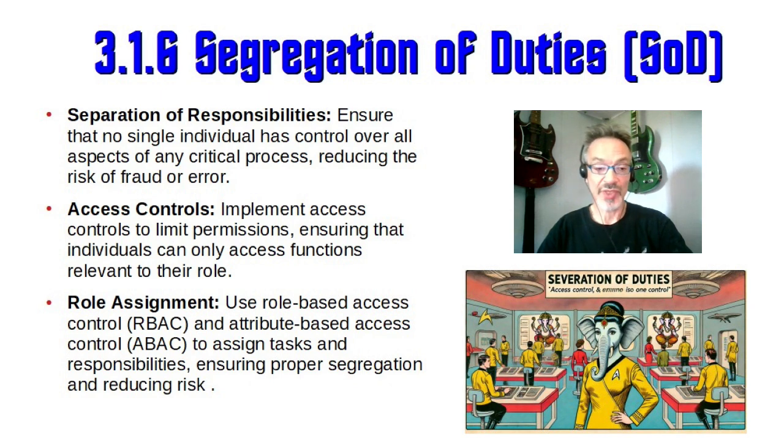2. Access controls. Implementing SOD requires robust access control mechanisms. We need to limit permissions so that individuals can only access functions relevant to their specific role. This ties back to the principles of least privilege that we discussed earlier. 3. Role assignment. To effectively implement SOD, we use techniques like RBAC and now ABAC. These mechanisms help us assign tasks and responsibilities in a way that ensures proper segregation and reduces risk. For the exam, you should be prepared to analyze scenarios and identify whether SOD is properly implemented. You might be asked to spot potential vulnerabilities in processes where SOD is not adequately enforced.